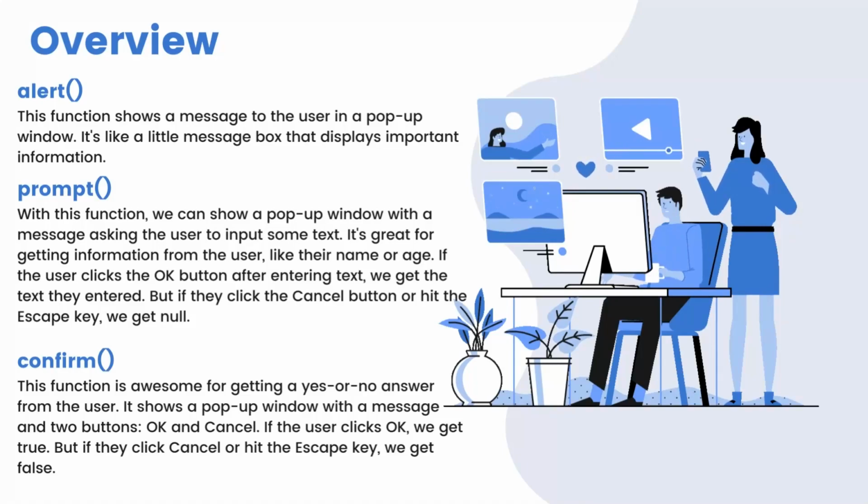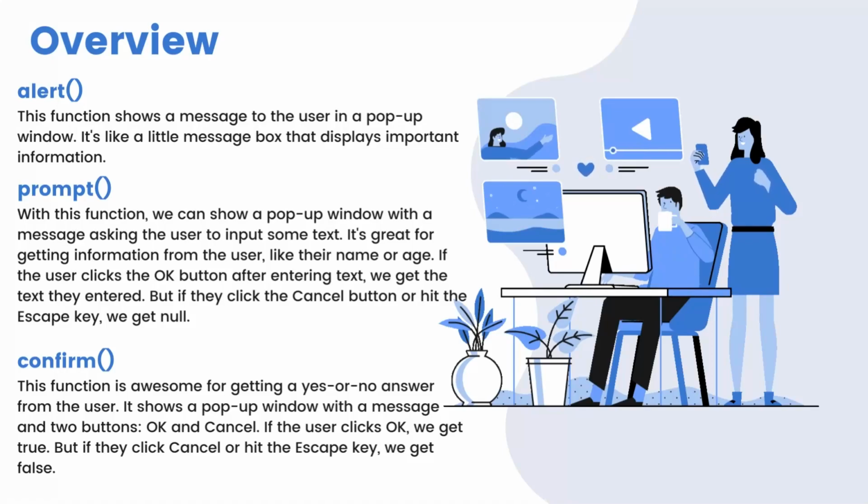Alert. This function shows a message to the user in a pop-up window. It's like a little message box that displays important information. Prompt. With this function, we can show a pop-up window with a message asking the user to input some text. It's great for getting information from the user, like names or age. If the user clicks the OK button after entering text, we get the text they entered, but if they click the Cancel button or hit the Escape key, we get null.